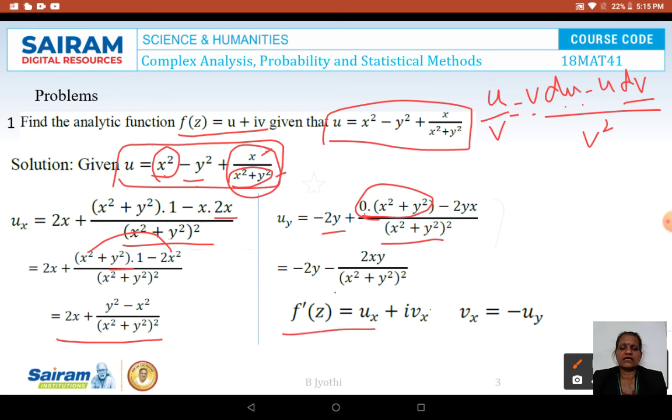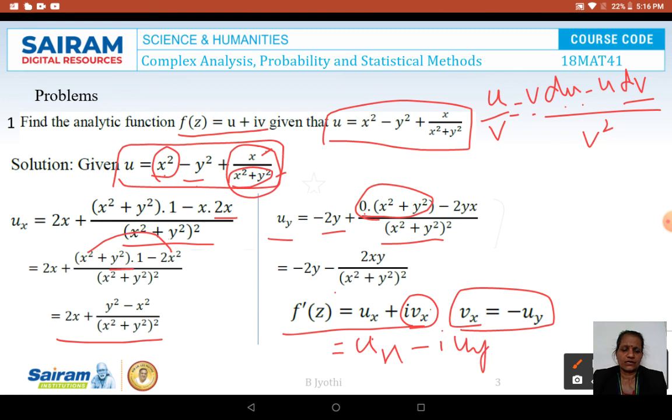Now, let us consider f dash of z equal to ux plus ivx. Here, we have ux but we don't have uy. Instead, we have vx to be replaced, so vx is given by minus uy as per the CR equations. When I replace this, it will become ux minus i uy. Okay. Now we have to substitute the values of ux and uy, where uy is already minus. So minus of minus will be plus.